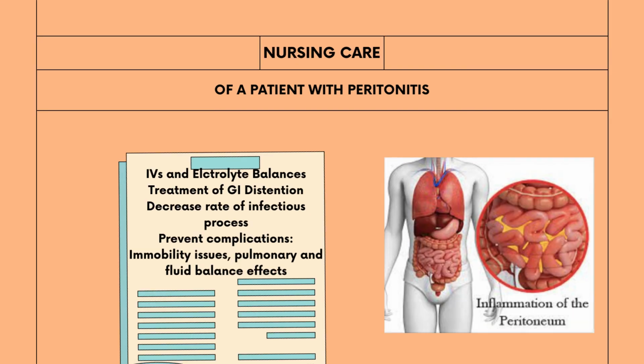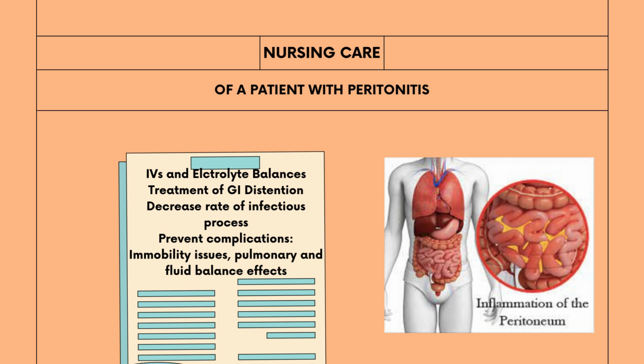The nursing care of a patient with peritonitis includes IV fluids and electrolyte balances. Sometimes these patients can have a low potassium or a high potassium, so we want to make sure to treat those accordingly. Treatment of GI distension with bowel regimens like Senna, different laxatives that can help the patient move their bowels. And we also want to decrease the rate of the infectious process by drawing cultures, seeing where the infection's coming from, giving antibiotics, potentially giving steroids, depending on the source of the infection.